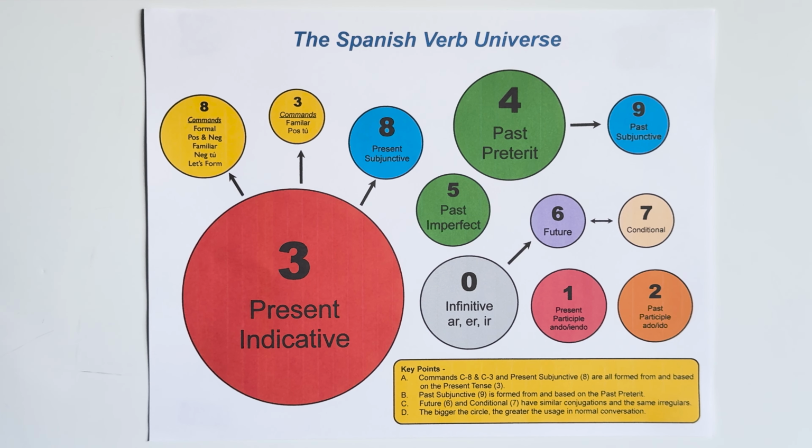There it is, right there. Home, sweet home, the present indicative. Again, why do they call it present indicative? Because it indicates what's going on in the present tense. That's number 3. Let's go to number 4.